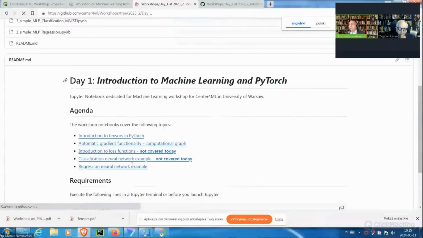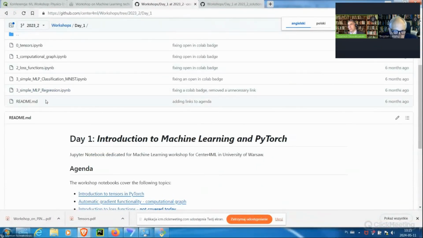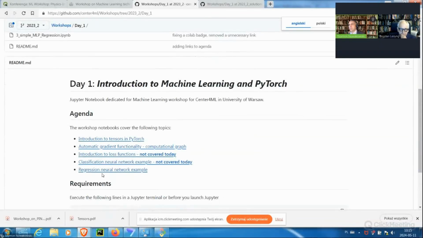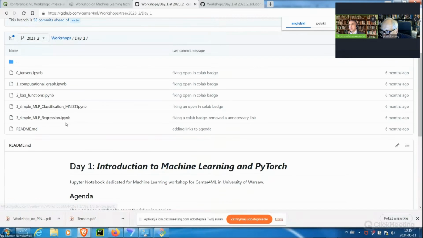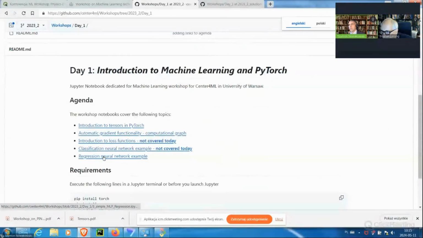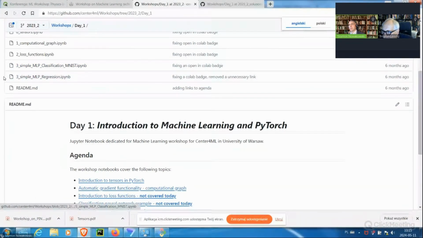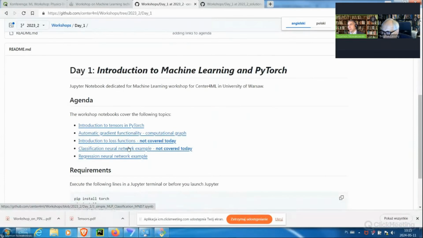And then we will be here. You have the agenda, and there is some more material that we will cover today. Here this list gives you an idea of what will be covered and what will not be covered today. So we will cover position 0, which is this introduction. We will cover regression from number 3, but not the classification neural network example. But these materials are provided for you, and anybody who is interested, I encourage them to have a look and try to go through the materials not covered today too.